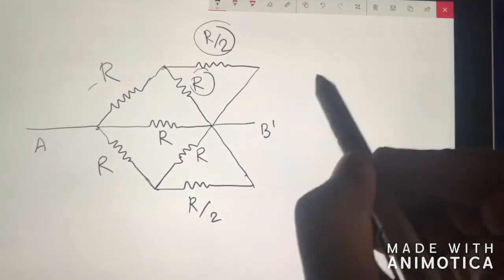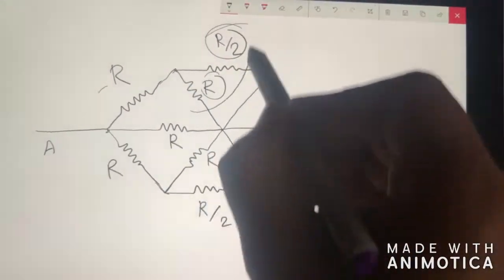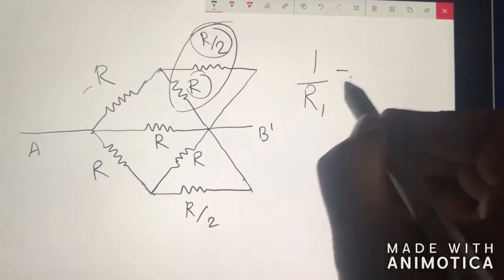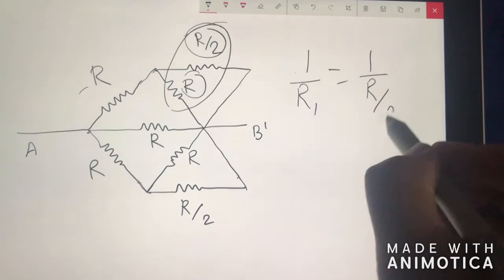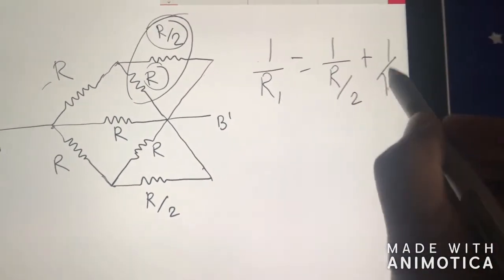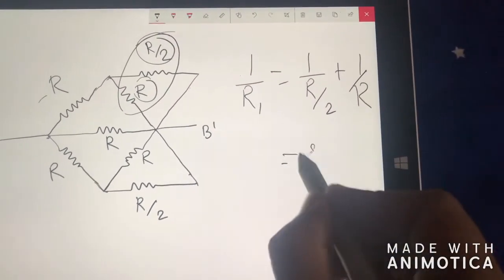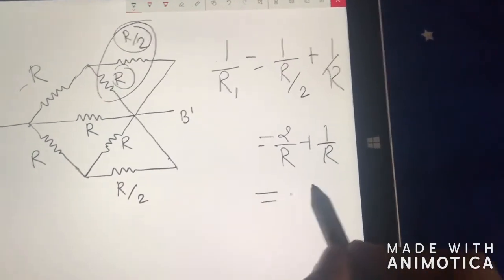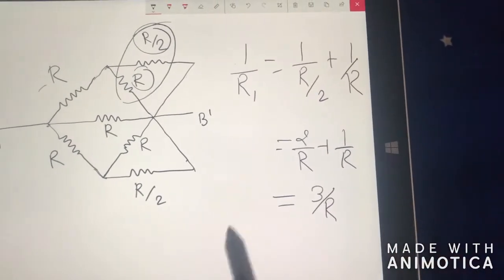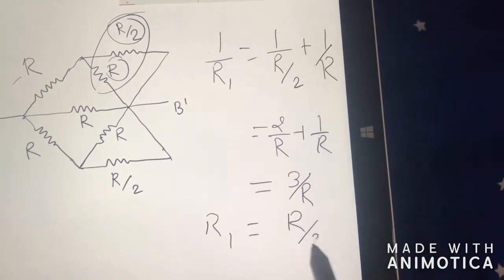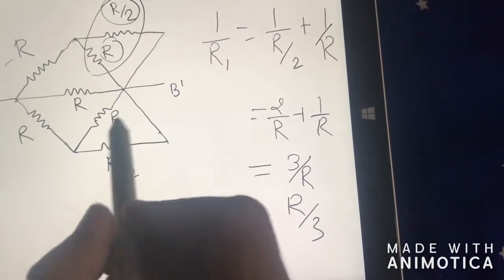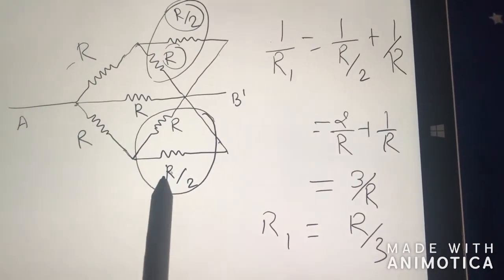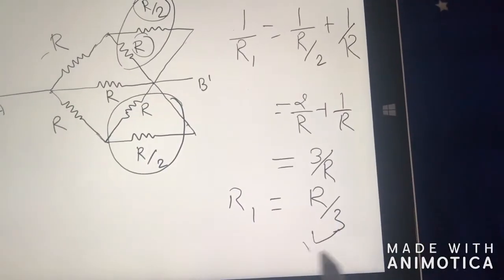It means the equivalent resistance through this resistance will be calculated by 1 by R1 equals 1 by (R by 2) plus 1 by R. The total will be 2 by R plus 1 by R, then the final answer will be 3 by R. So R1 equals R by 3. The nature of the lower part is also the same, so in this condition the equivalent resistance is also R by 3.